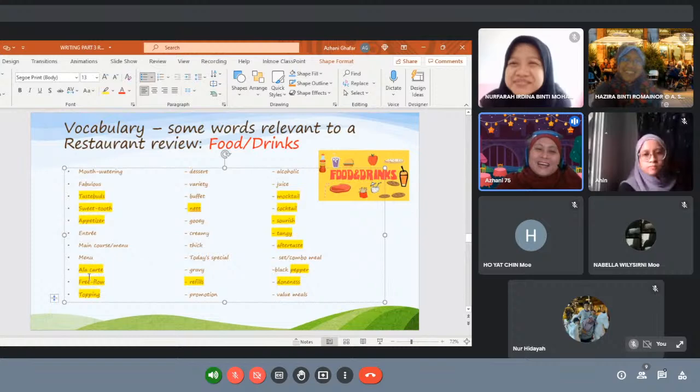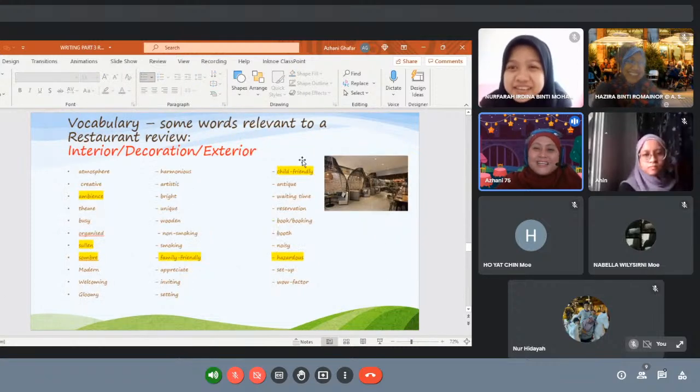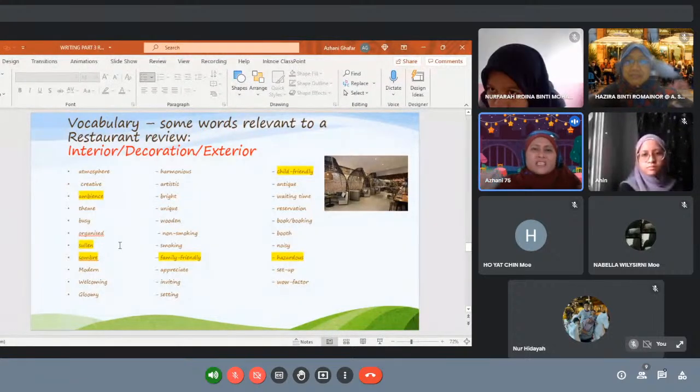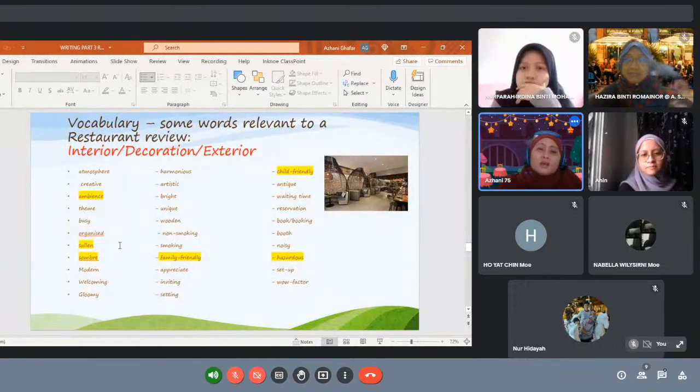Right. We move on to the next vocabulary. Interior decoration or exterior. Just now under atmosphere we have ambience, which is the mood the place sets for you. How do you feel? Do you feel hot? Is it stuffy? Is it too closed?